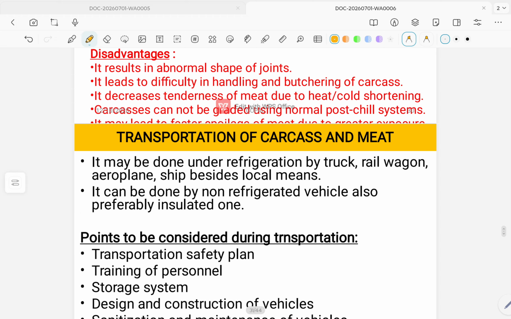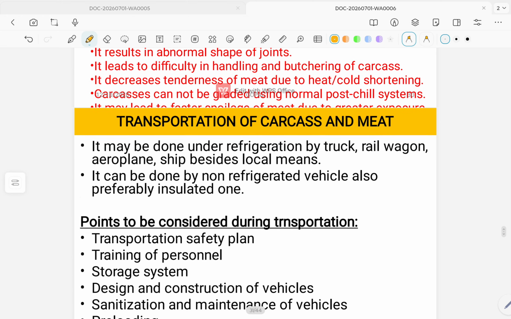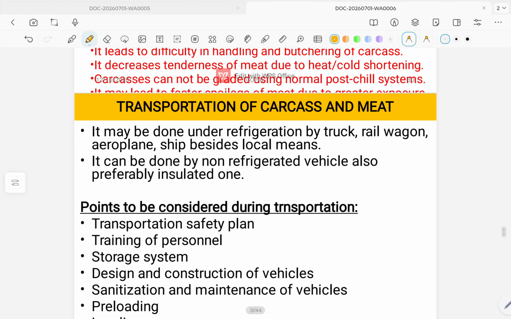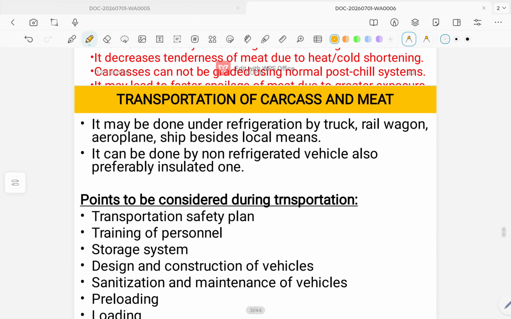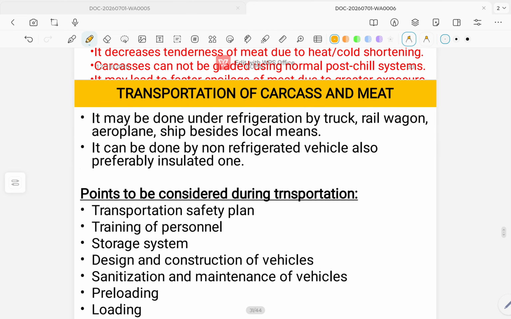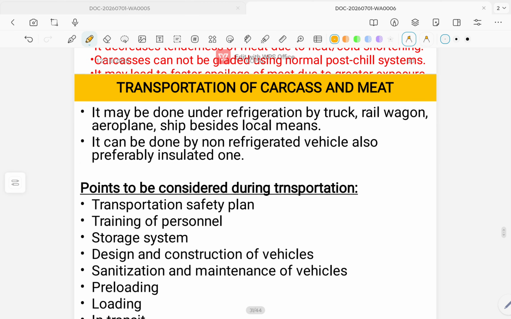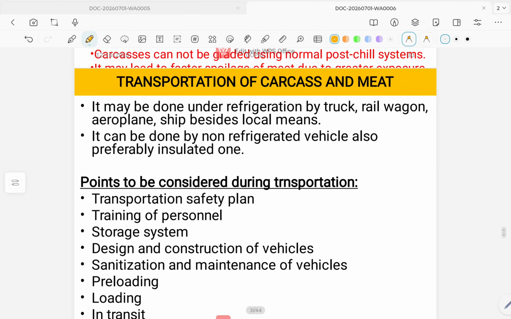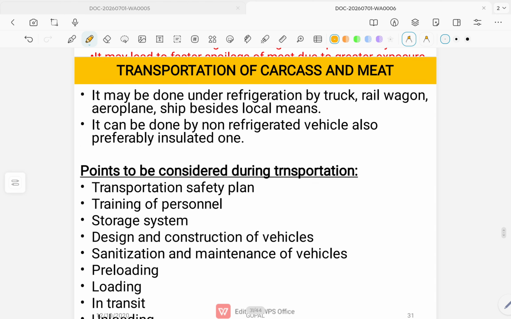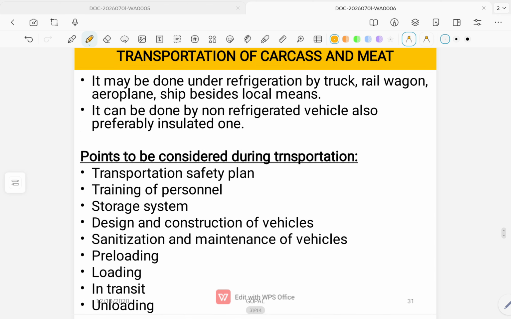Transportation of carcasses and meat. It may be done under refrigeration by truck, rail wagon, airplane, or ship, besides local means. It can be done by a non-refrigerated vehicle also, preferably an insulated one.